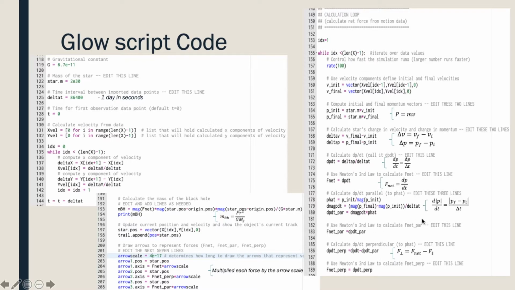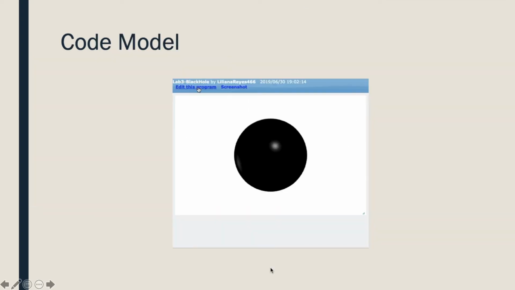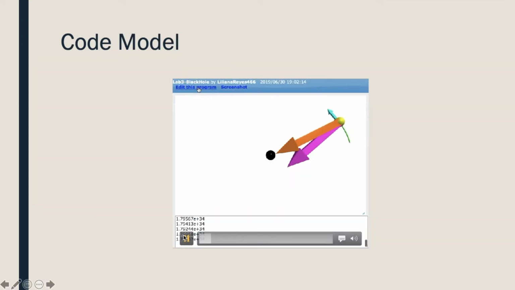To calculate dp dt parallel, we can use the formula given, the magnitude of p over dt, and then we can equal that to F net as well. Also, to find F perpendicular, we can just subtract F parallel from F net. Then we can use the formula that we saw earlier and the universal gravitational constant formula. Then we just multiplied each force by the arrow scale. And now we will take a look at the code.